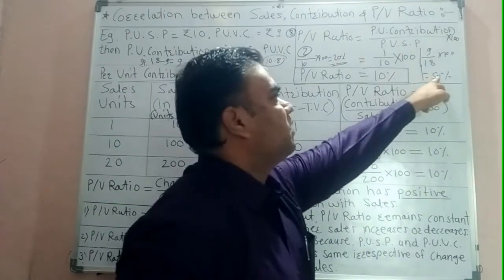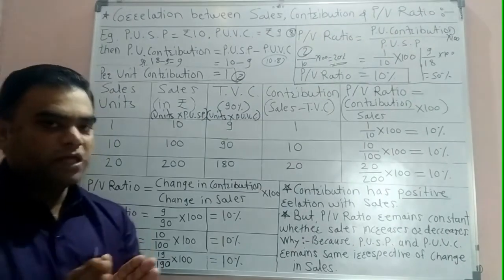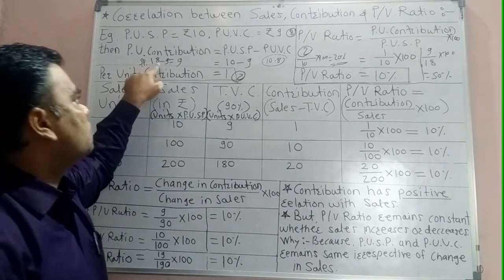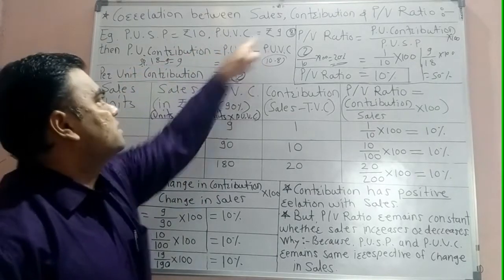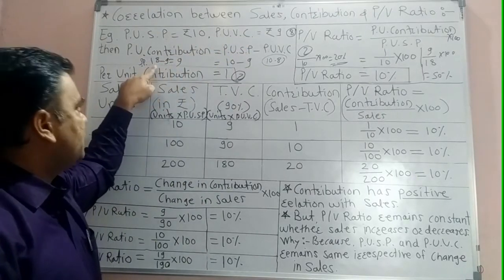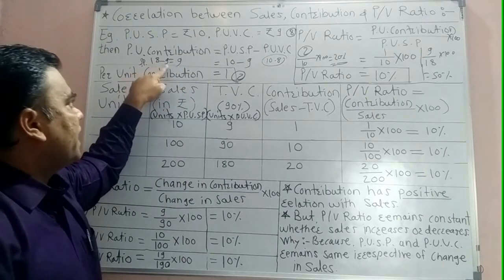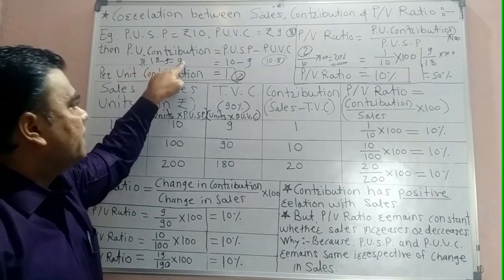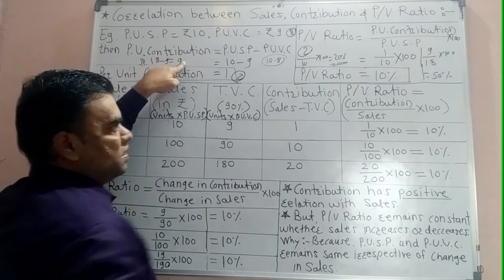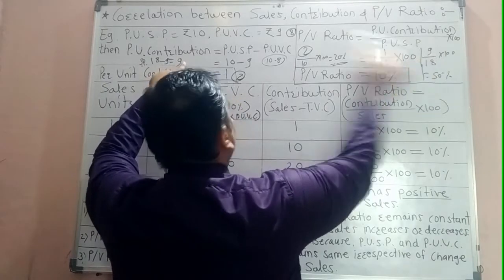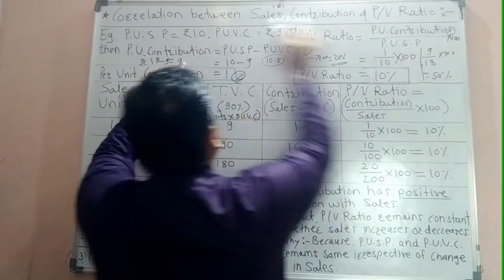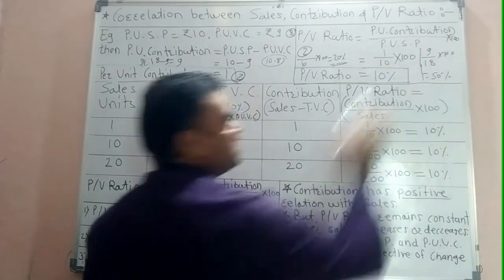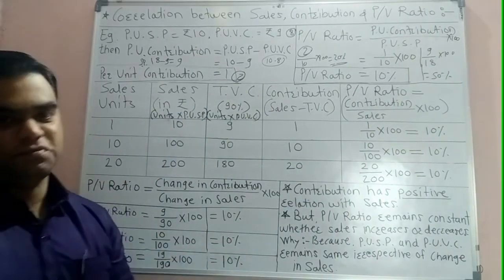So 50% will be your PV ratio. We make a change in selling price. Instead of 10, the new selling price is, suppose, 18. Variable cost is the same, not changed. So 18 new price less original 9 per unit variable cost. So 18 less variable cost 9, 9 will be per unit contribution. So per unit contribution 9 upon 18 revised selling price. So 9 upon 18 into 100. So 50% will be the new PV ratio.